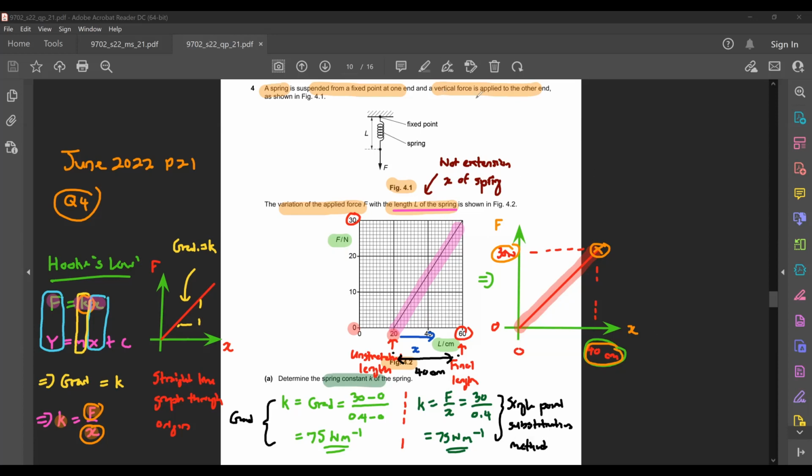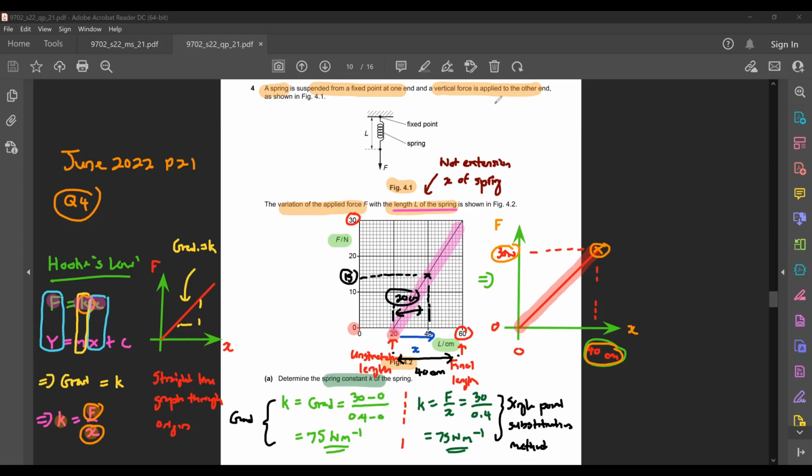All right. Now it doesn't have to be the point at the end. It can be any point on the graph. So let me give you an example. If we were interested in, say, this point right over here, the extension corresponding to that point will be 40 minus 20, giving us 20 centimeter. And then the force at that point would have been 15 newtons.